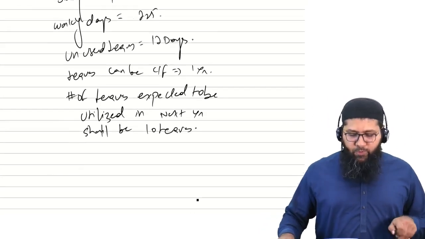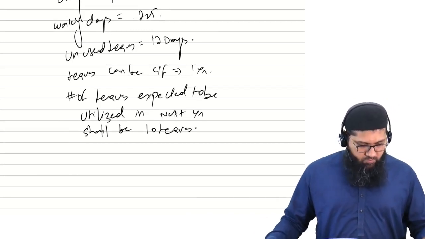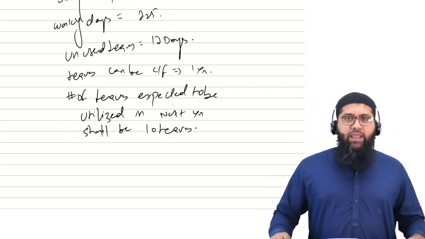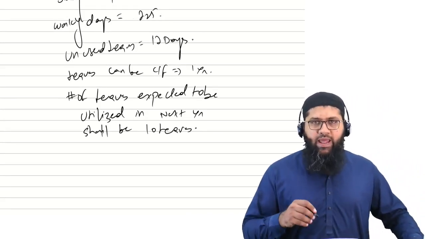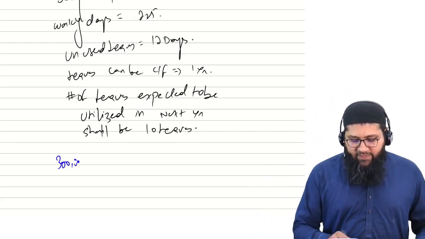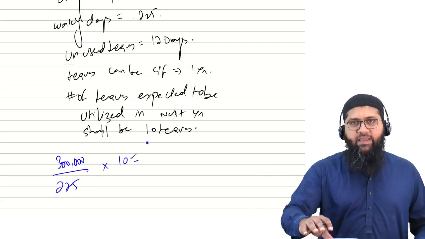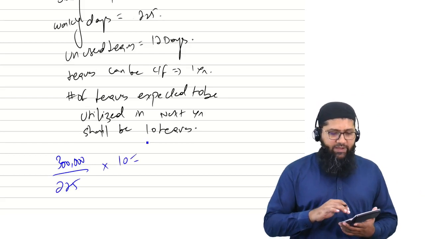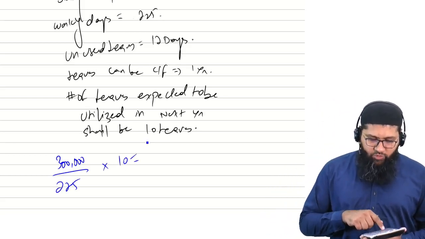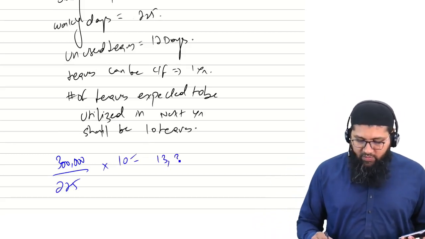So what am I going to do? I'm simply going to do it like this. Let me explain to you. What I'll simply do is say that this $300,000 is for 225 days, multiplied by 10 days, which are the leaves that are expected to be utilized. So 300,000 divided by 225 multiplied by 10. Resultingly, 13,333.